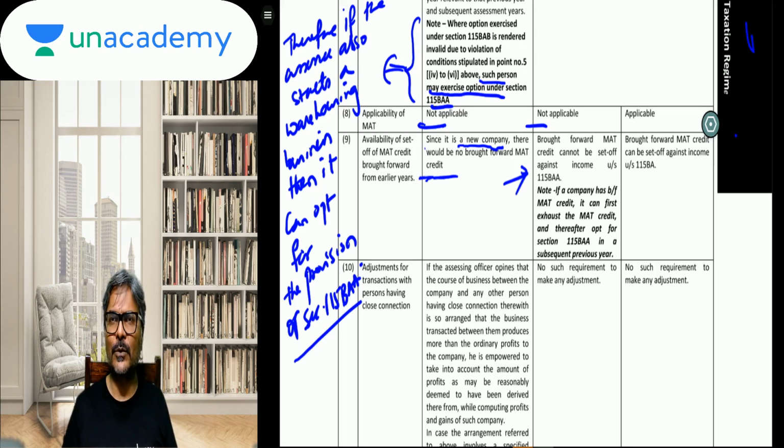Okay, so there, see the note. If a company has a brought forward MAT credit, it can first exhaust the MAT credit and thereafter opt for section 115BAA, because there is no necessity that in the very first year you need to opt for 115BAA. It can be opted for later on also.